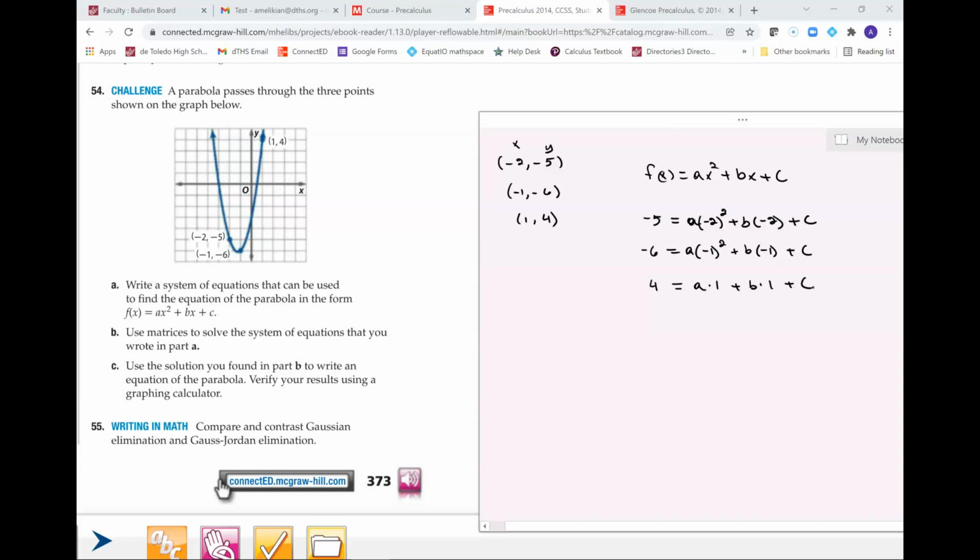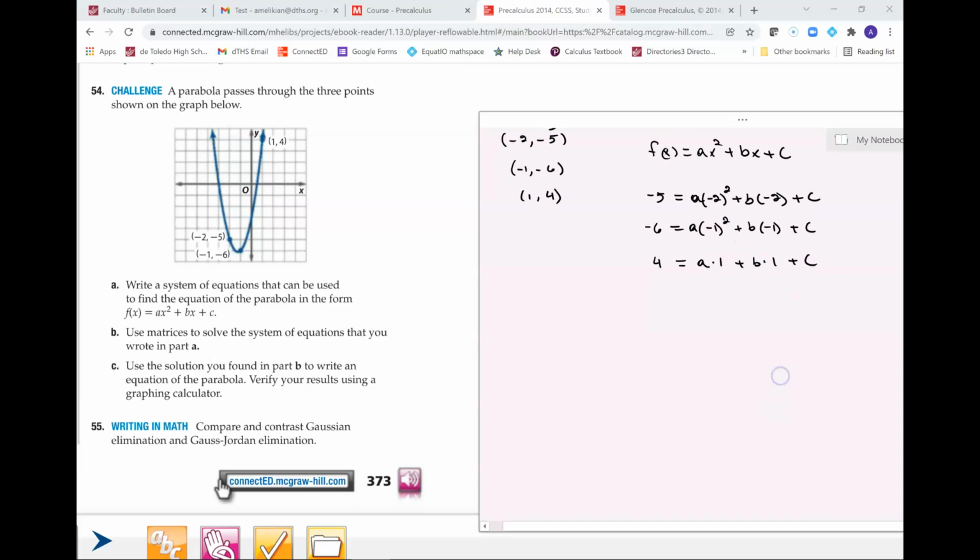Okay? So the equations, if you write them with the variables first and equal to the constants, it'll be 4a minus 2b plus c is equal to -5. a minus b plus c is equal to -6. a plus b plus c is equal to 4. These are the 3 equations for your system of equations. So for part A, this is the answer.